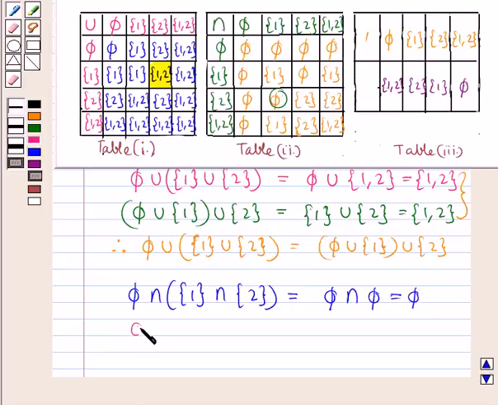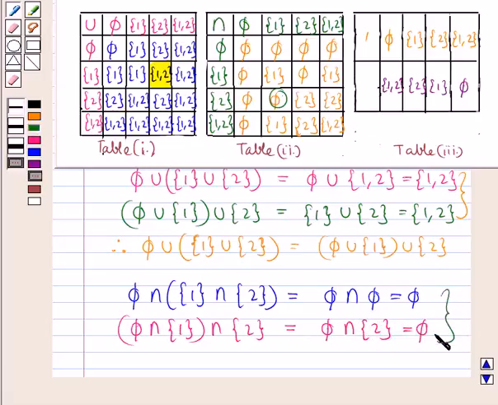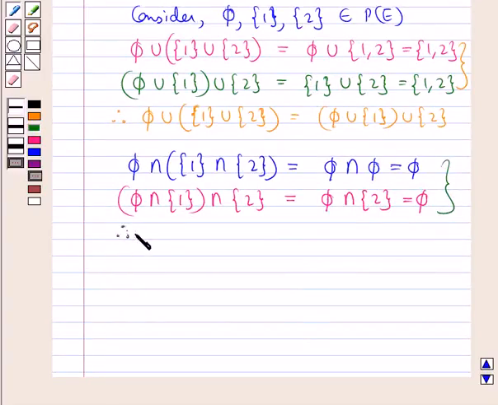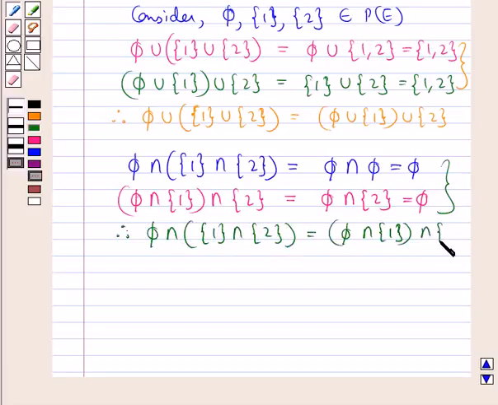In the same way consider phi intersection singleton 1, the whole, intersection singleton 2. Now this would be equal to, from table 2 we have phi intersection singleton 1 is phi. So now phi intersection singleton 2 from table 2 is equal to phi again. So these two are equal. That is, we have phi intersection singleton 1 intersection singleton 2, the whole, is equal to phi intersection singleton 1, the whole, intersection singleton 2.